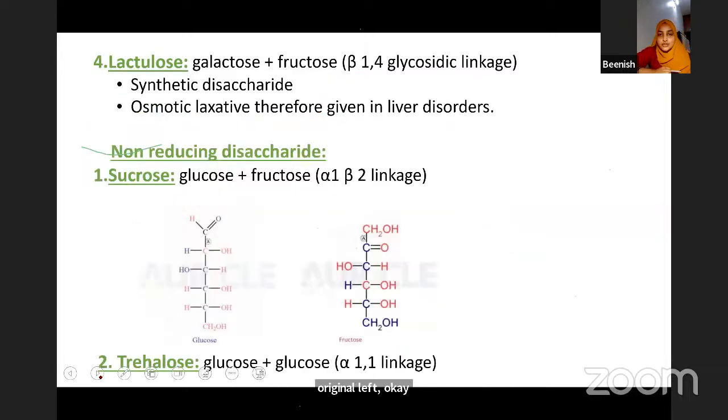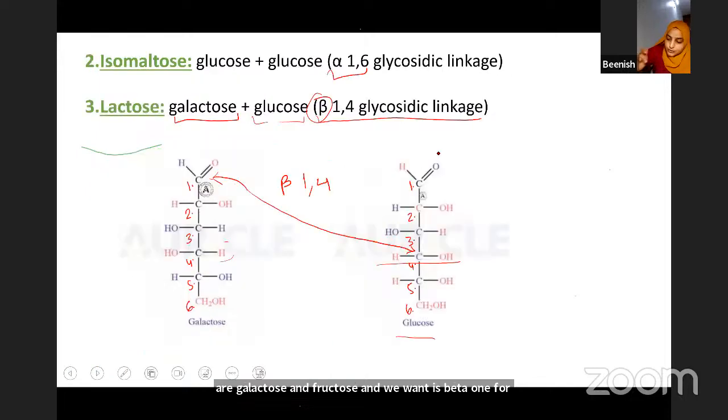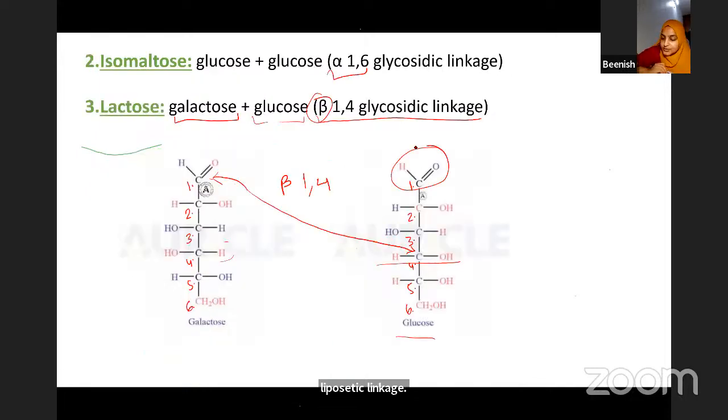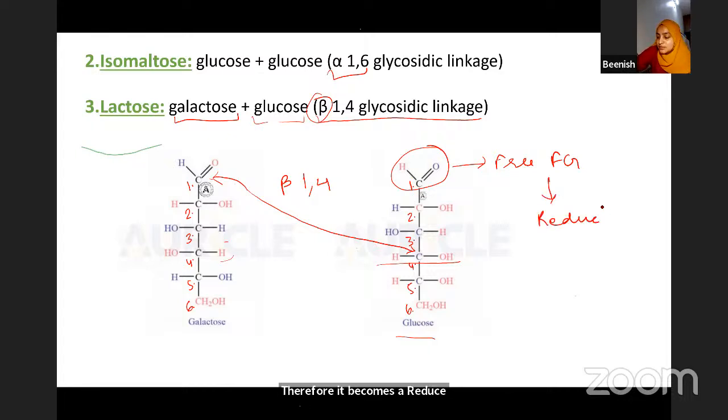Now, lactulose. In lactulose, the two monosaccharide units are galactose and fructose, and the bond is a beta 1,4 glycosidic linkage. Again, if you see in this diagram, you have a free functional group, and therefore it becomes a reducing disaccharide.